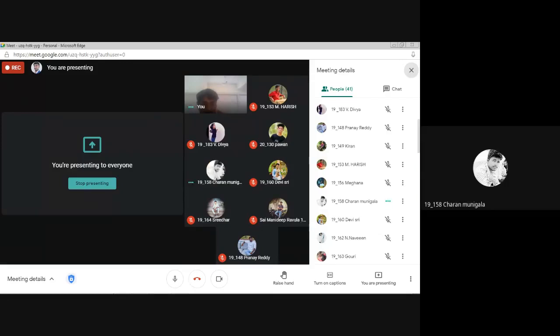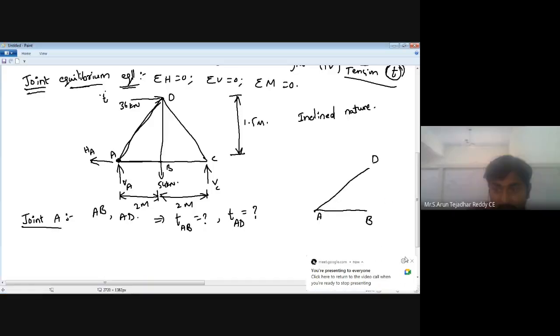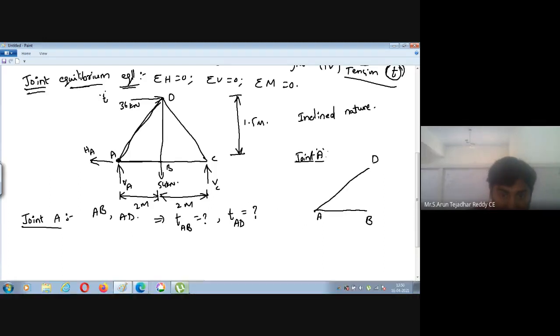Yes, sir. Charan, once observe this joint A diagram. This is joint A diagram. And in this joint A, is there any inclined member acting? Yes, sir. Which one? AD. Yes, AD is the inclined member. Nice. Next.